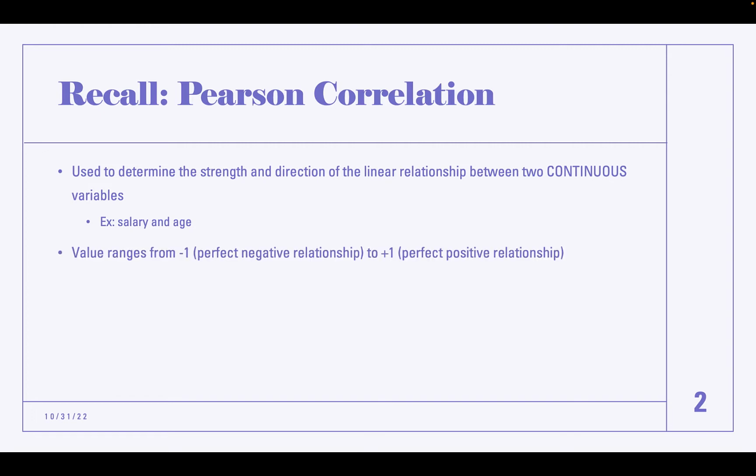The value of Pearson's correlation ranges from -1, which is a perfect negative relationship, to +1, which would be a perfect positive relationship. A value of 0 indicates no linear relationship between the two variables. There still could be a different kind of relationship between the variables, say curvilinear or logarithmic, but again, the 0 just denotes no linear relationship. And we use little r to denote a Pearson correlation.